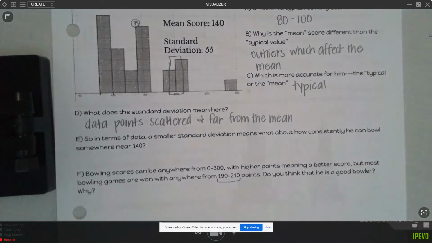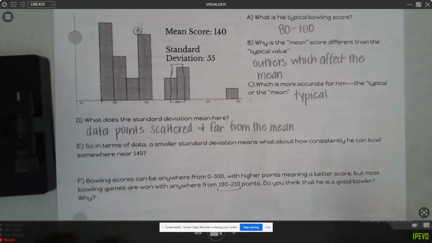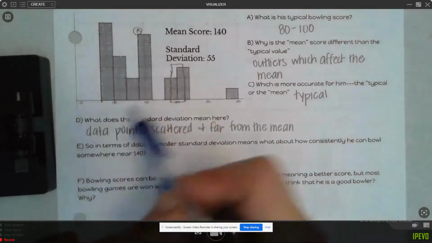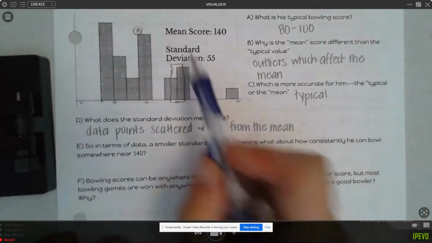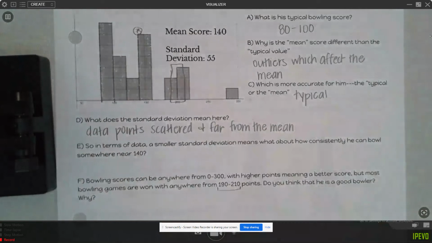Is he a good bowler? So let's really look. Where is most of his data? Most of his data is skewed right. Most of his data is to the left. So I would probably say he's not that great of a bowler because he has data that far. Okay?